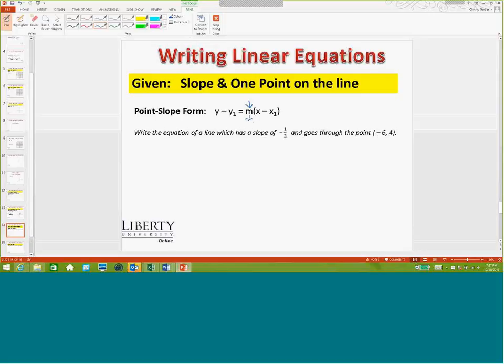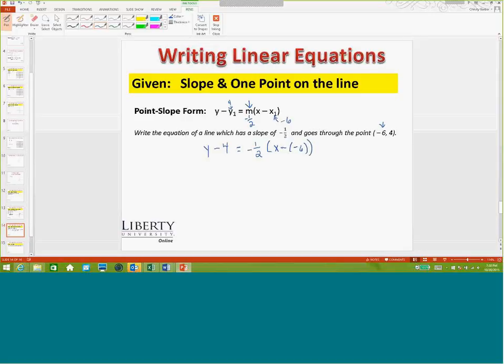And then the point is -6, 4. So I know that my -6 goes here, because that's the x value of my point right here. And then 4 goes right here, where the y coordinate of my given point is. So let's put this all together. Y minus the y value of my point is equal to the slope, -1/2. And these x, that's just your general x for your linear equation, minus the x value, which is -6.